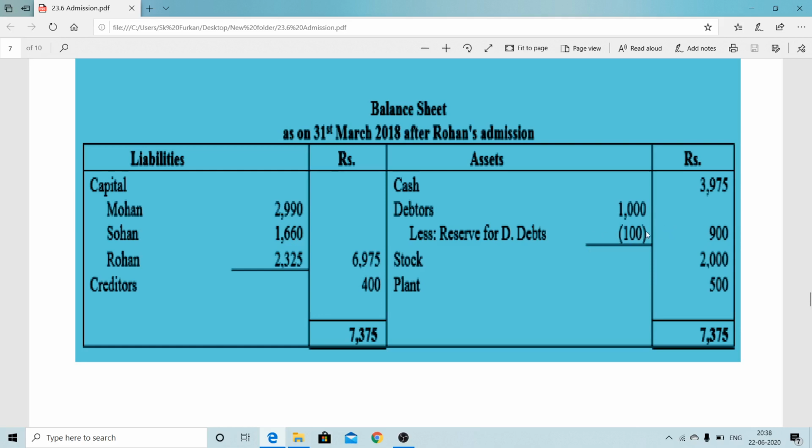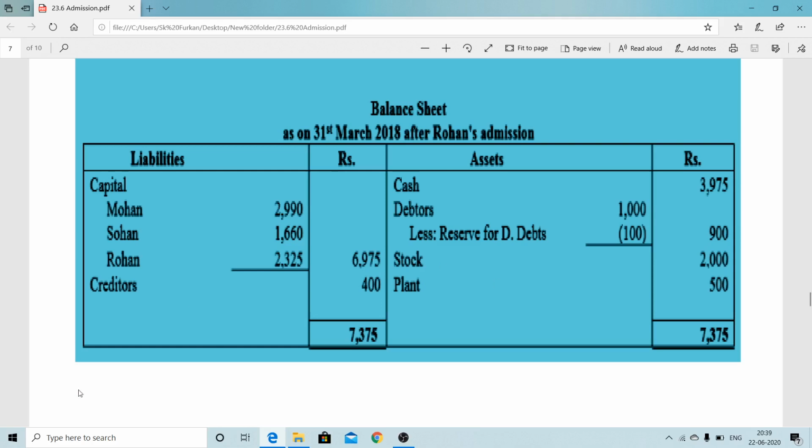New provision we always deduct from here. We do not make any comparison with the old provision, only the new provision is deducted to get the actual good debtors. So actual good debtors here are 900. Stock was revalued at rupees 2,000, current figure. Plant also revalued at rupees 500, current figure. After this we add the total, the asset side comes to 7,375, and the liability side also comes to the same amount, 7,375. So the remaining balance sheet is the same as earlier, which we did.